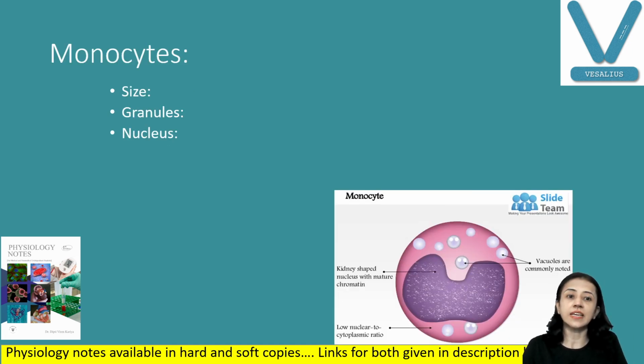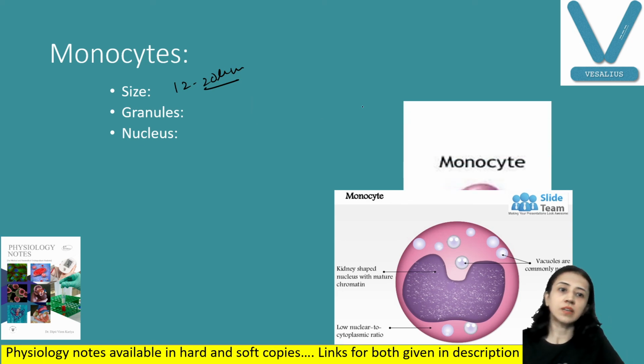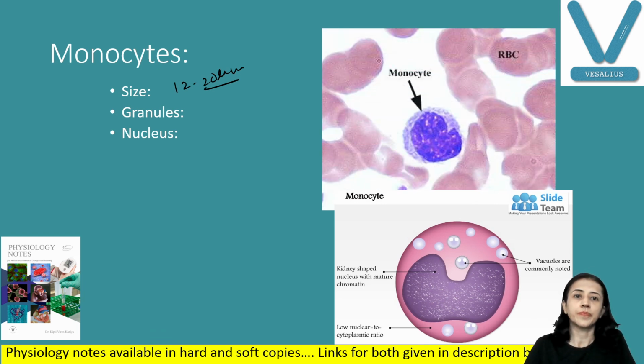Monocytes are the largest cells in the circulation, about 12 to 20 micrometer in diameter. The cytoplasm is abundant and pale blue in color. You can see here, not properly shown, this is a monocyte, and sometimes it contains purple dust-like granules. These are known as azurophilic granules. The nucleus is large and single. It is eccentric, not in the center, and it is indented, with a kidney-shaped or horseshoe-shaped nucleus.